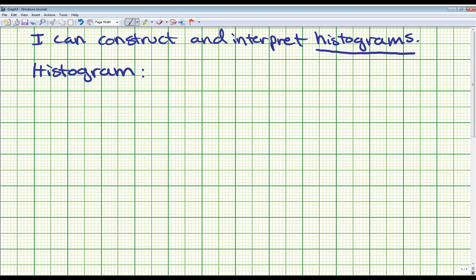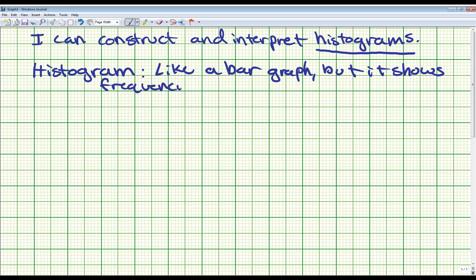Histograms look very different. At the top of page 442, you'll see in the key idea box what a histogram looks like. In that box, it says a histogram is a type of bar graph that shows the frequency of data values in intervals of the same size. So it's like a bar graph. We'll write that down: like a bar graph, but it shows frequencies of data values in intervals.